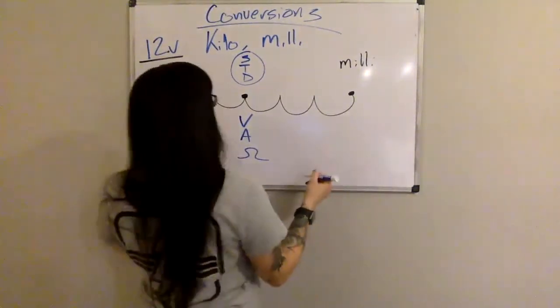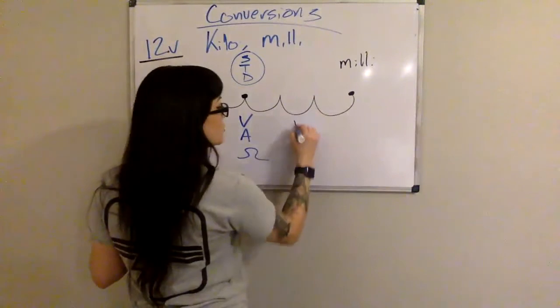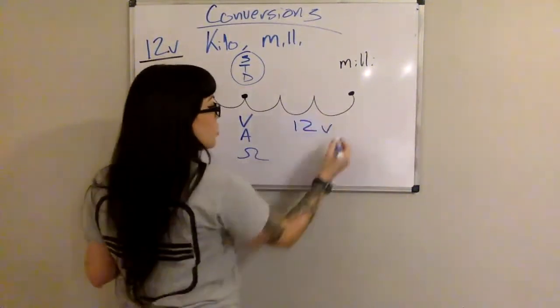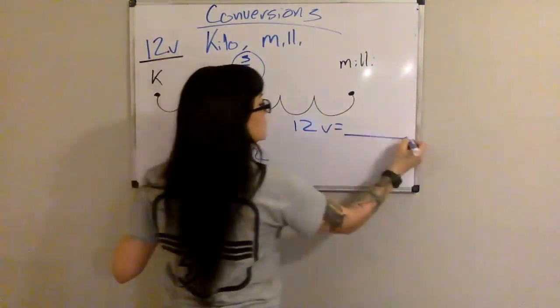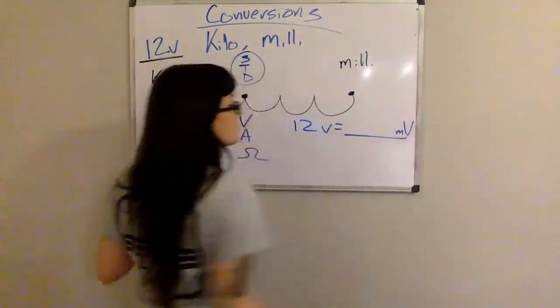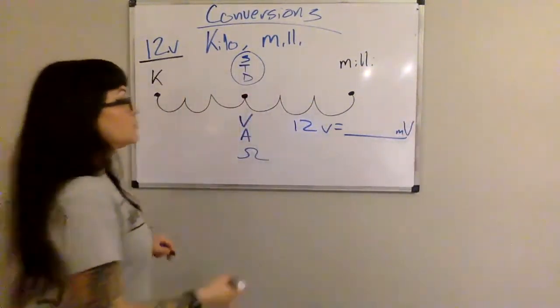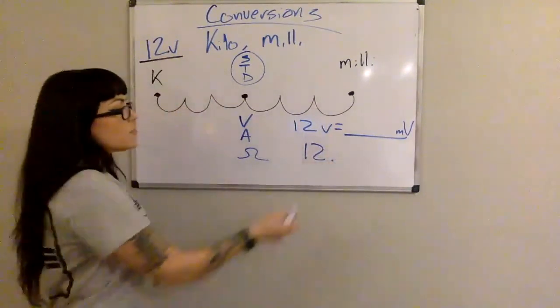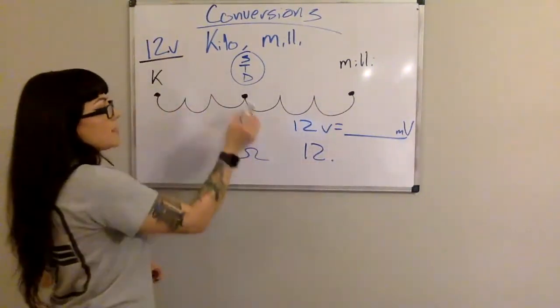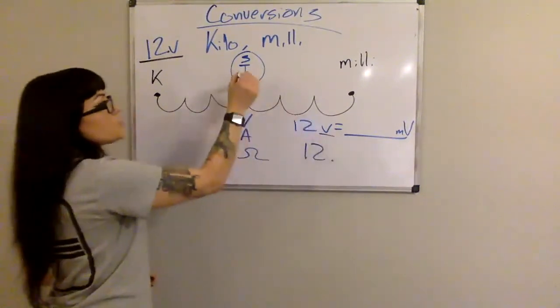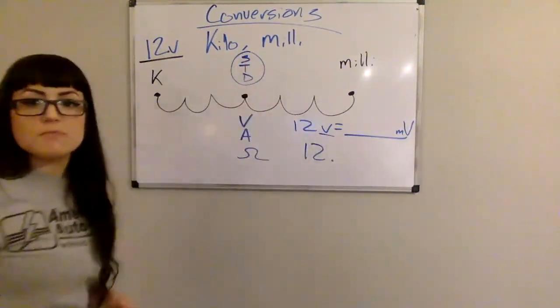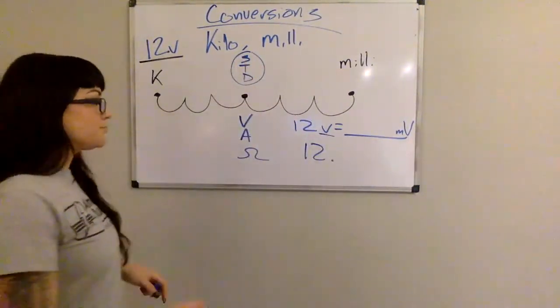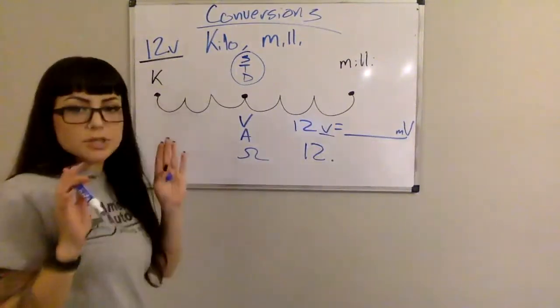Let's just say I've got my original number of 12 volts. What if I wanted to turn that into millivolts? All I need to do is take my number. I know that since I don't see a decimal point, it's automatically at the end. And since we're at volts, we're starting at our standard unit of measure. It's volts. Not anything but just volts.